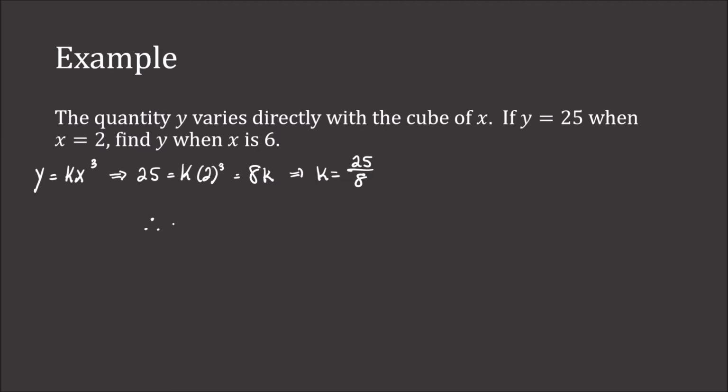So the model is y equals 25 over 8 x cubed. We can now use this model to solve the question: if x is 6, what is y? So we want y of 6. So this is 25 over 8 times 6 cubed. And this is 675.